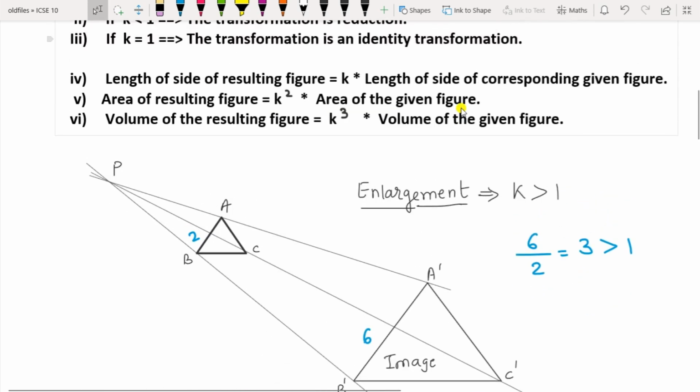Now to find the length of the resulting figure, the formula is k multiplied by the length of the side of the corresponding given figure. To find the area of the resulting figure, it is k square multiplied by the area of the given figure. To find the volume of the resulting figure, it is k cube multiplied by the volume of the given figure. Since length is measured in centimeter or meter, it is only k. The unit of area is centimeter square or meter square, so this is k square. For volume it is centimeter cube or meter cube, and therefore it is k cube here.